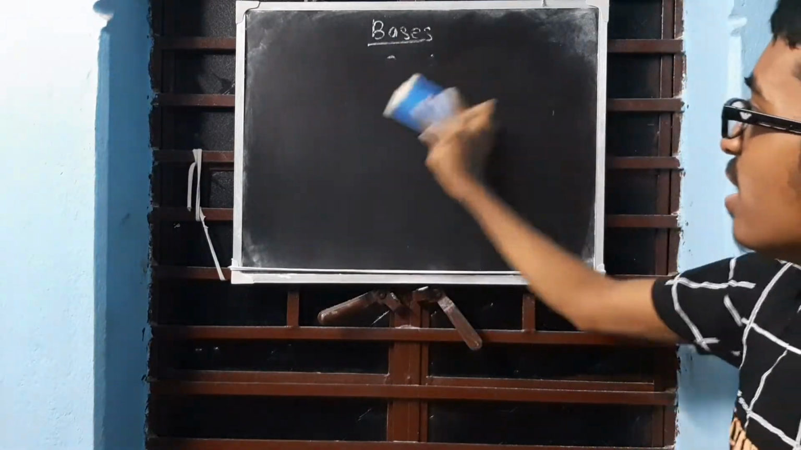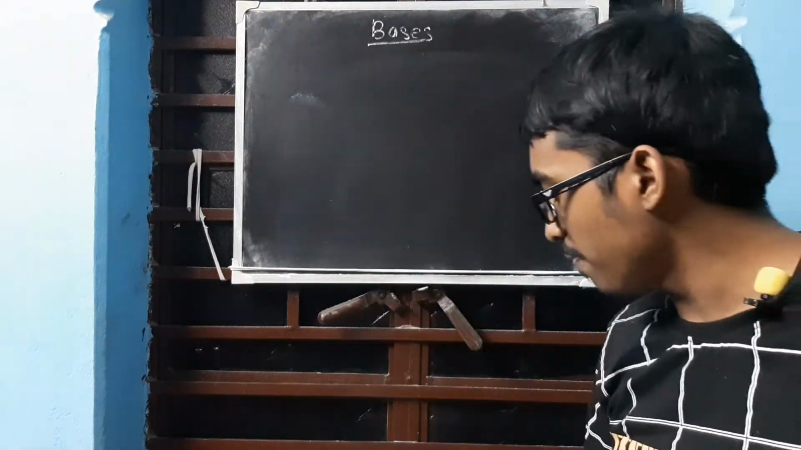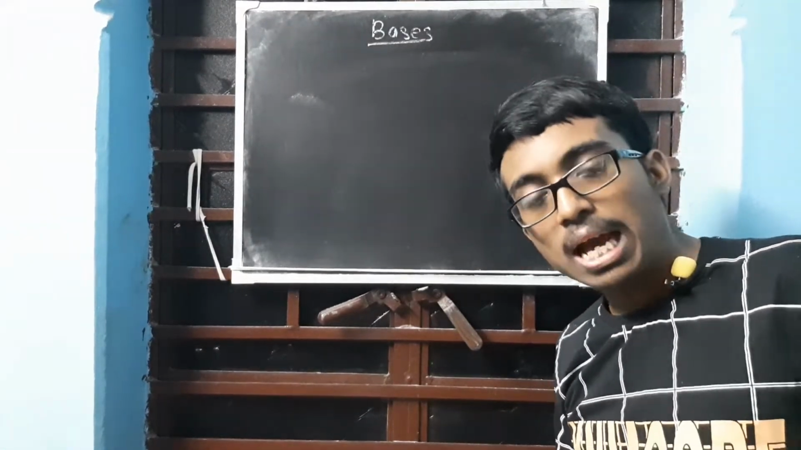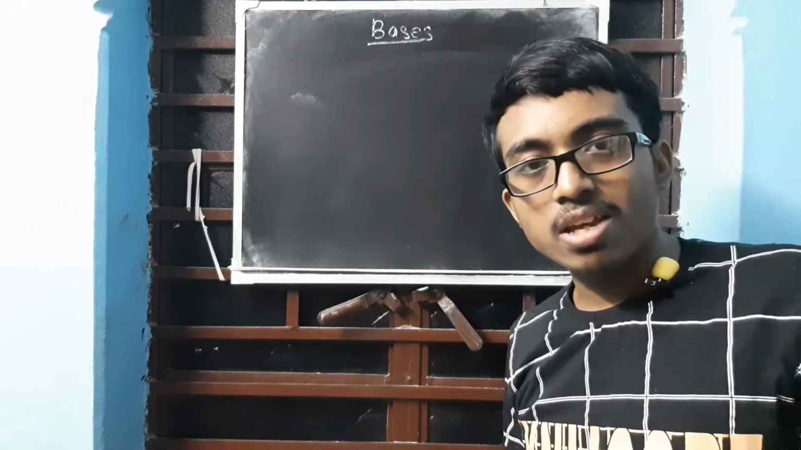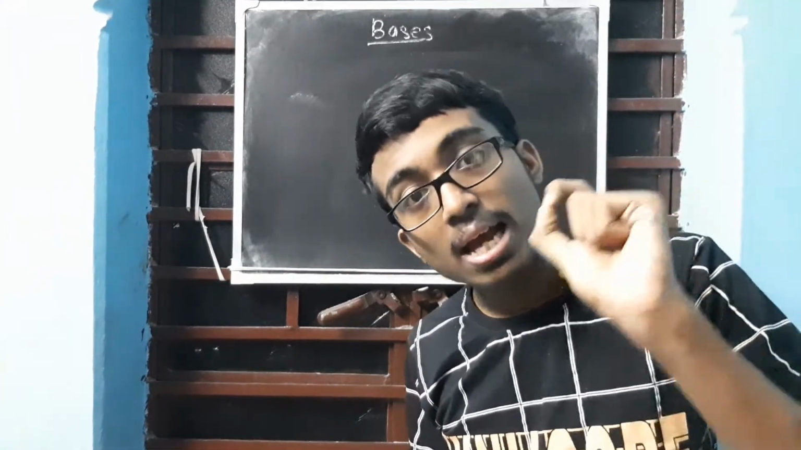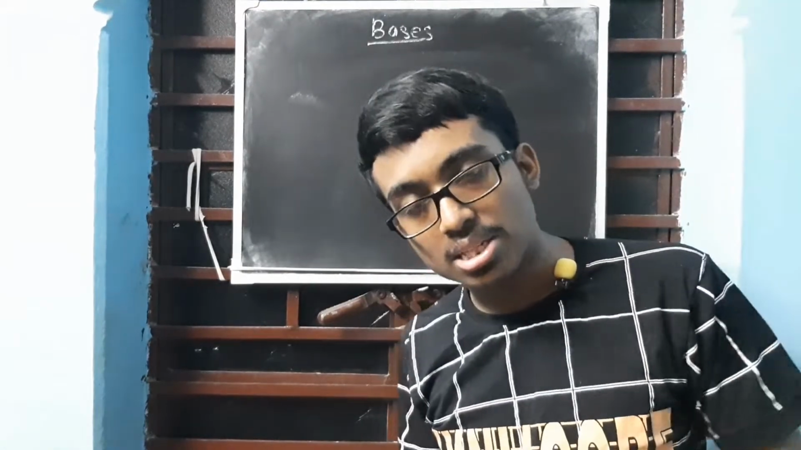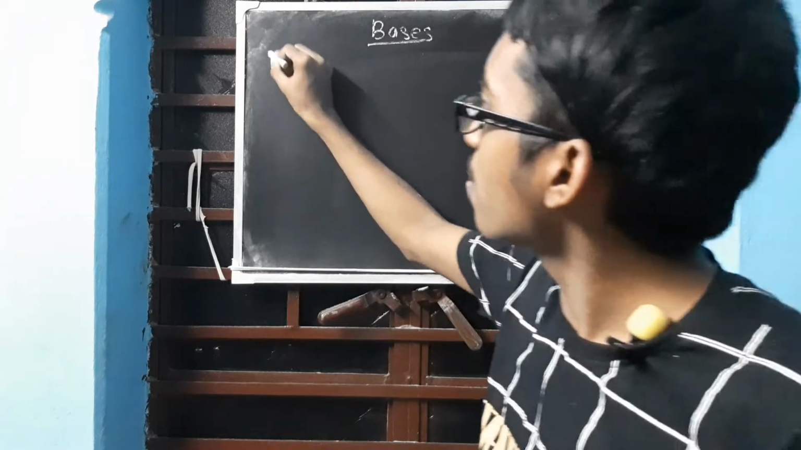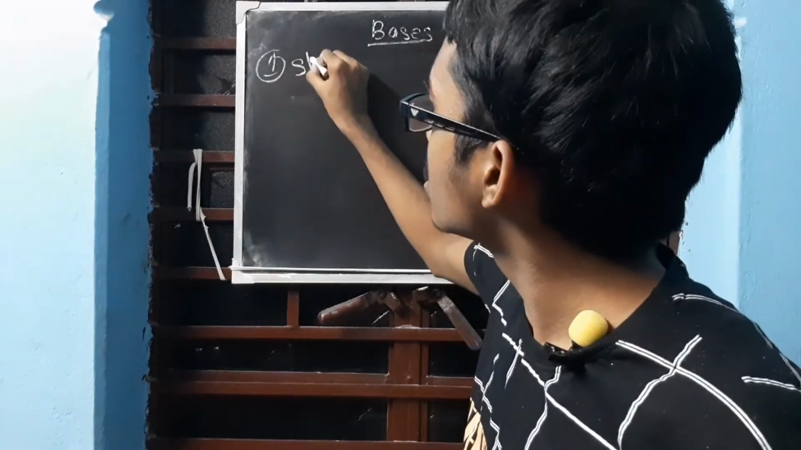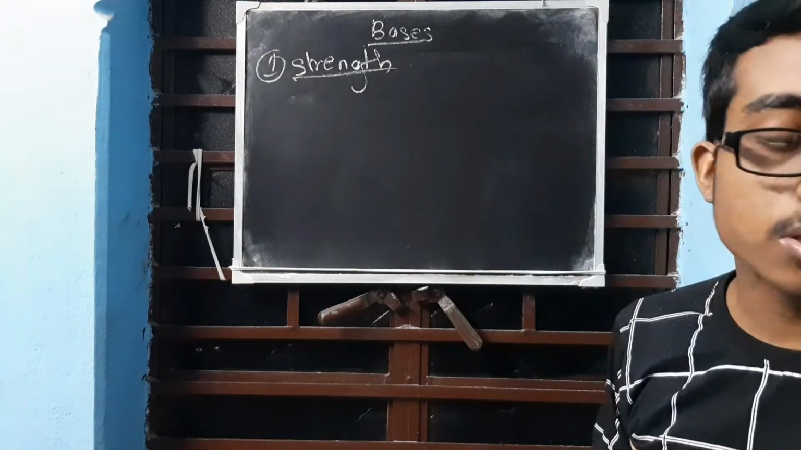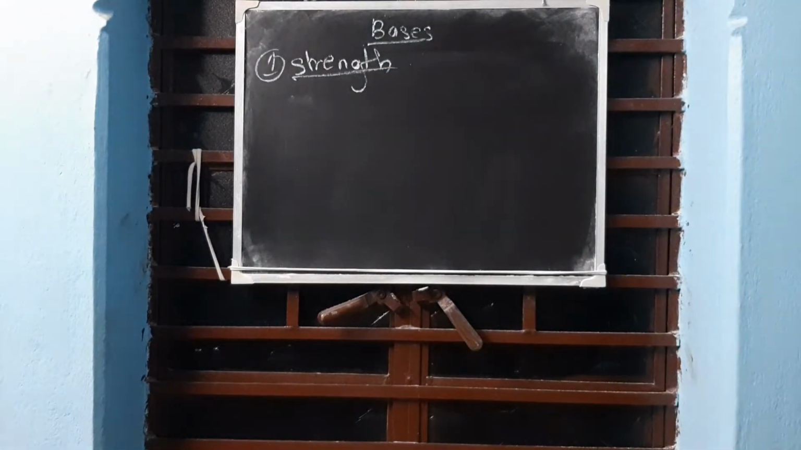Okay. Next, let us move on to the classification of bases. Just like we classified acids based on their sources and on their basicity, we will be classifying bases based on their strength and acidity, as I already said. Acid has basicity, base has acidity. So the first step of division is strength. Now what do I understand by the word strength? What is meant by the strength of an acid?